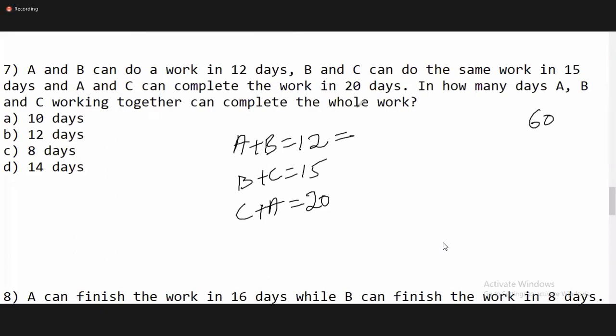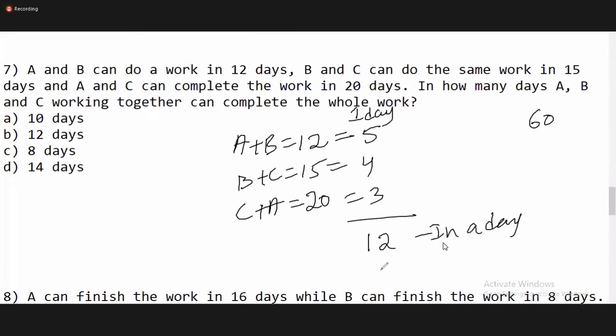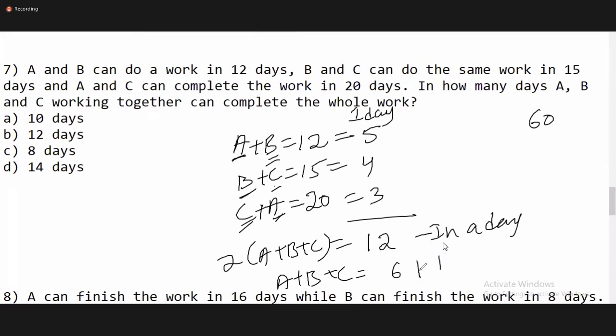So guys, tell me, A and B will eat how many chocolates in a day? 5 chocolates. Here 4 chocolates. Here 3 chocolates. Together they are eating 12 chocolates in a day. But by whom? There are 2 A's, 2 B's and 2 C's. Can I say 2 of A plus B plus C are eating 12 chocolates per day? Which means A plus B plus C will eat 6 chocolates in a day only, no? Per day.